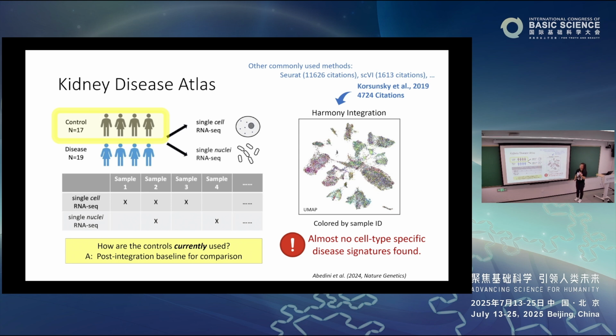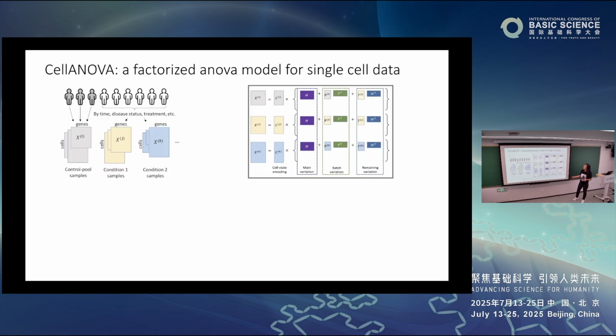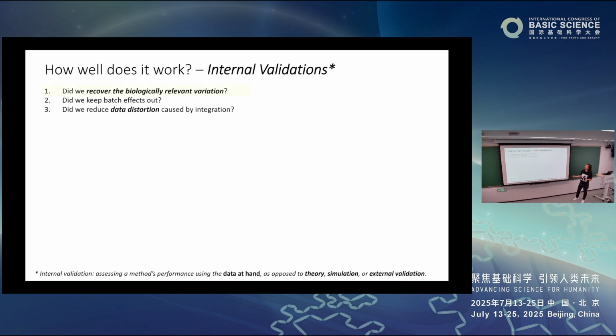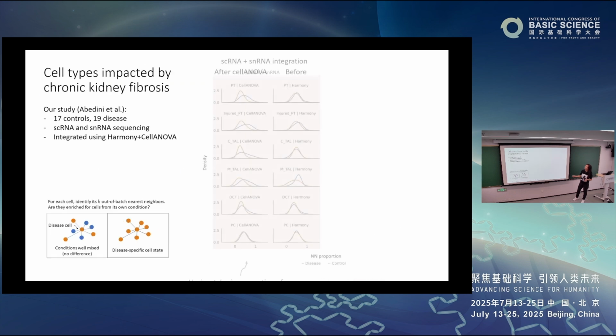So what we did was we used the control pool samples to estimate the batch latent space. It is a latent space in the high dimensional gene expression space that captures the technical unwanted variation, and we rotated the data so that we only see the perpendicular of that, the null of that space. And that was it. So I'm going to skip ahead, because I think I have 5 minutes.